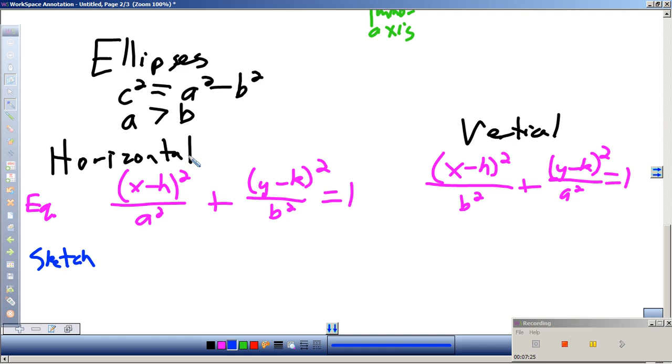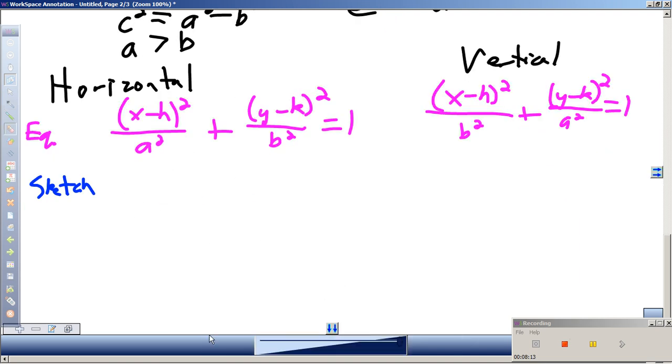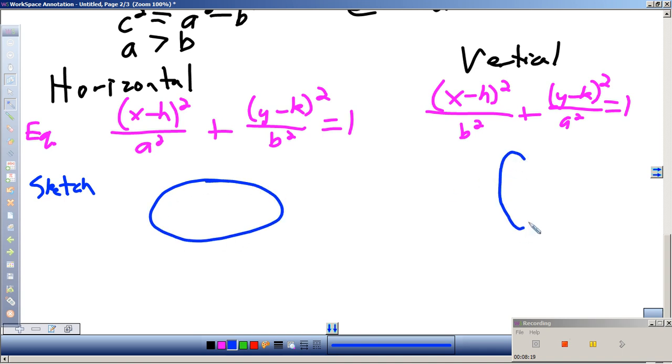Okay, your sketch. Oops, I think I forgot one more equation up here. I'm going to put it up here. E equals C over A, where E is eccentricity. So a simple sketch, this one, just something like that, and here's something like this.